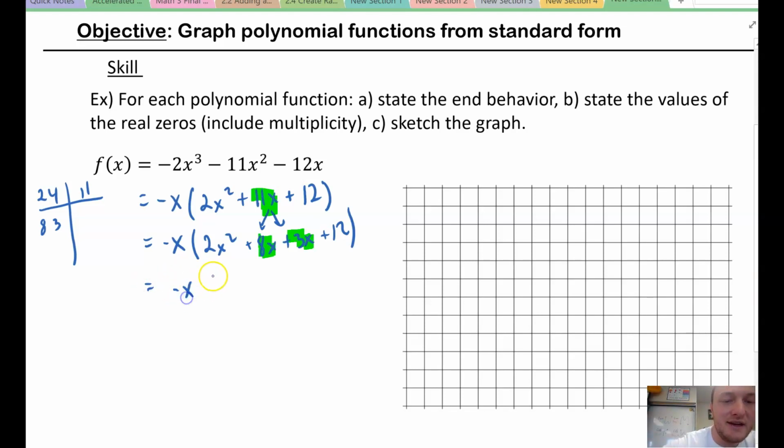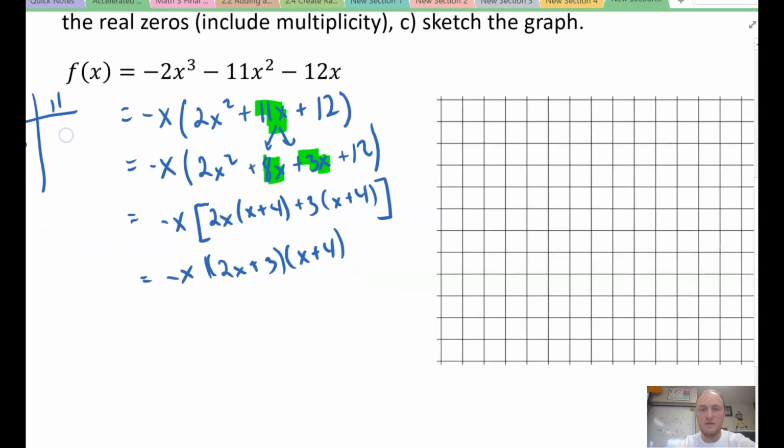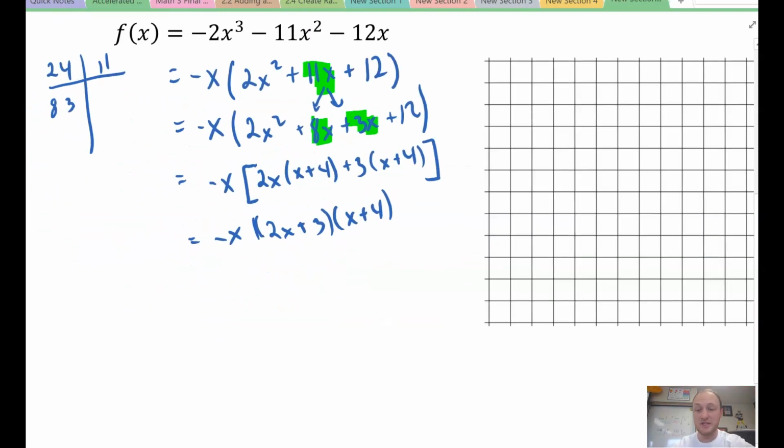This is negative x, and I'm going to factor out 2x, leaving behind an x plus 4, and factor out a 3, leaving behind x plus 4. Okay, and we get negative x times 2x plus 3 times x plus 4. And again, you don't have to use this factoring method. If you can factor by grouping, feel free. So now my function is completely factored, and from this, right, I can determine the end behavior.